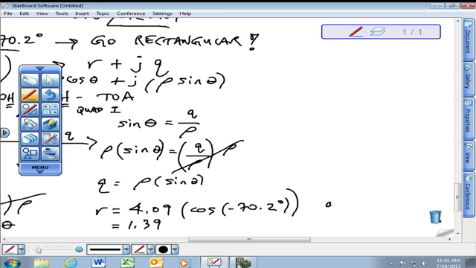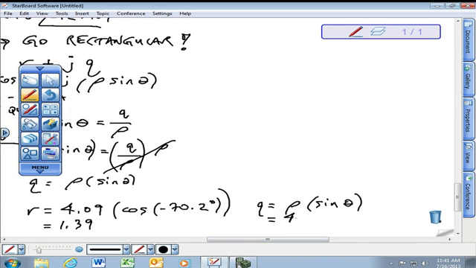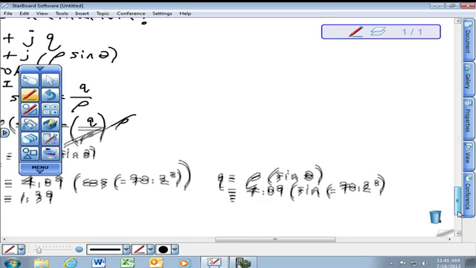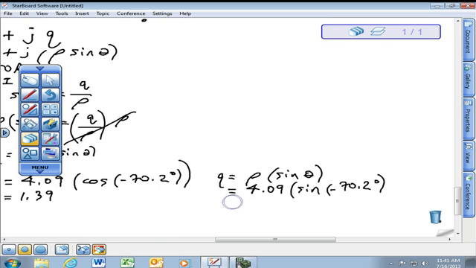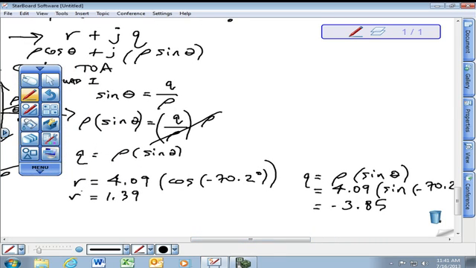Now let's work on the imaginary portion. That's going to be q, and q is going to be rho times the sine of theta. Rho again, 4.09 times the sine of negative 70.2 degrees. Again, make sure that your best friend is in degrees. When you crank that out, you should get something around negative 3.85. So now we know our r, and we know our q.